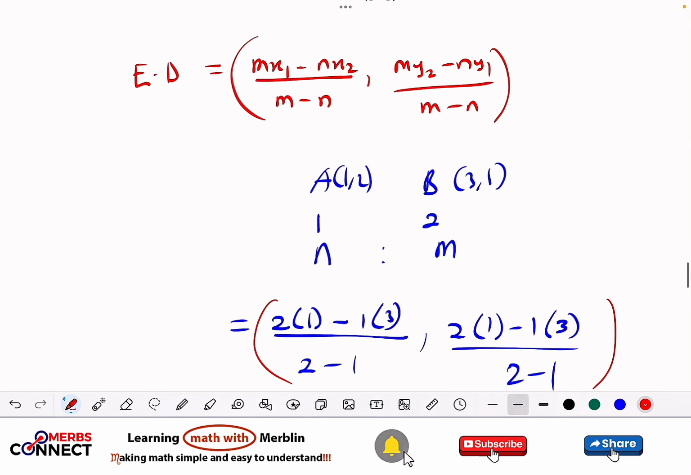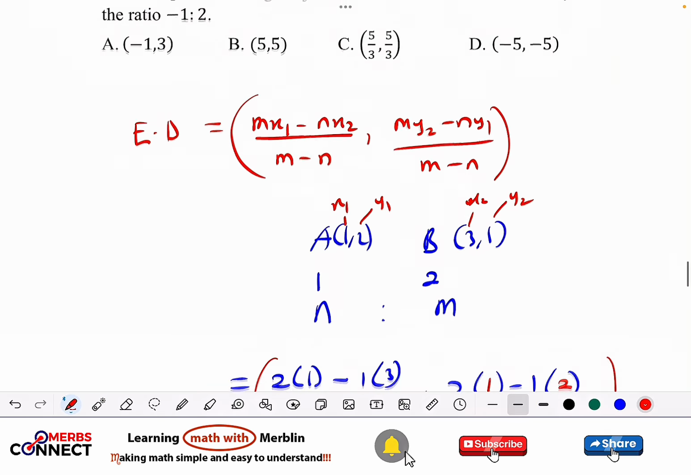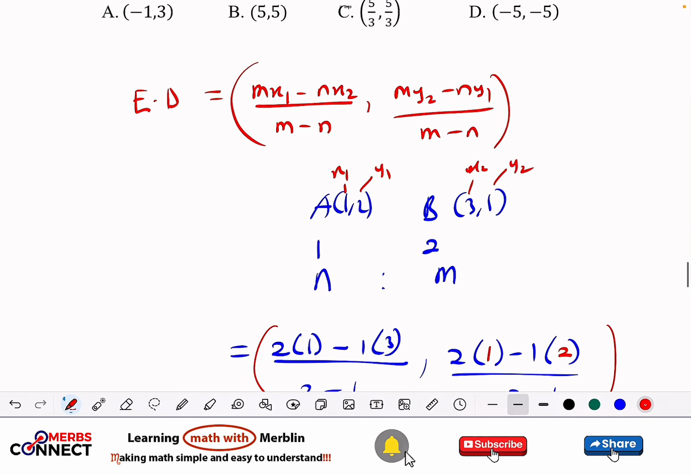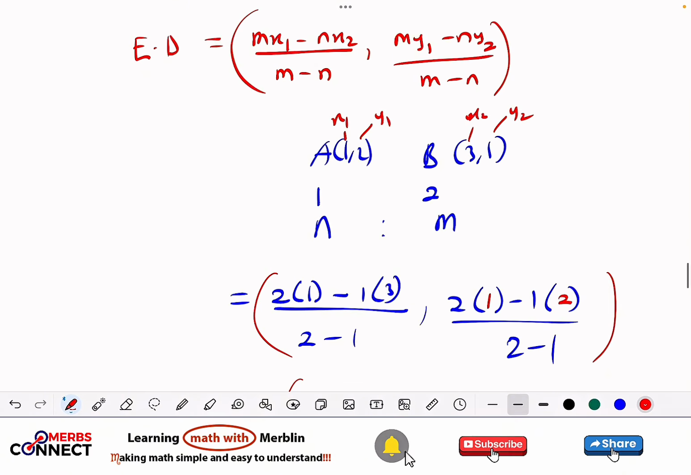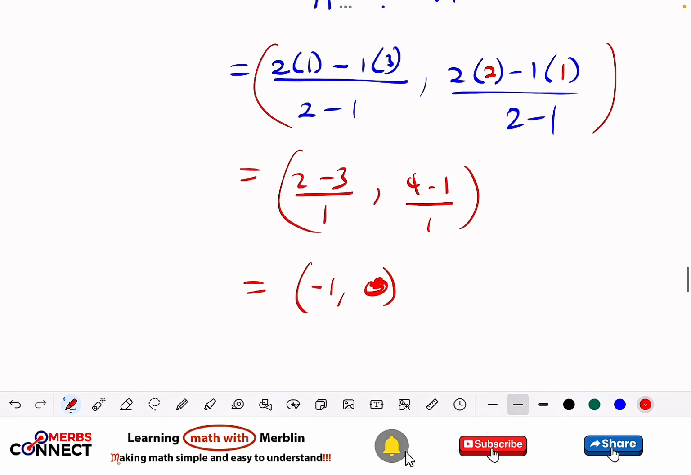We have minus 1 and minus 1. No, maybe. Because I think I made a mistake somewhere. Let me see. Oh, okay. So this is the confusion now. Found it. This one's supposed to be 1 and this one's supposed to be 2. Whew. So this one is going to be 2 and this one is going to be 1. Good. So this one's supposed to be 4 and this one's supposed to be 1. So this is going to be 3.